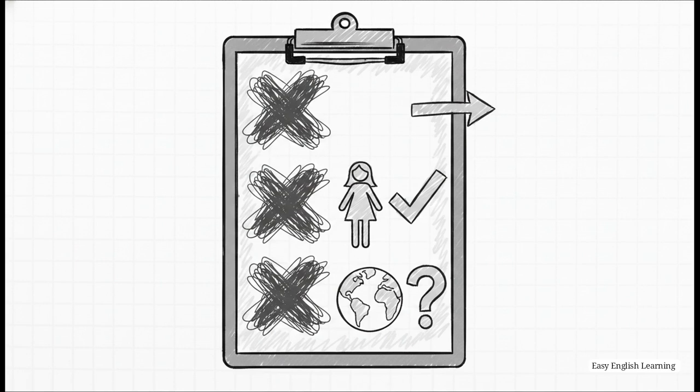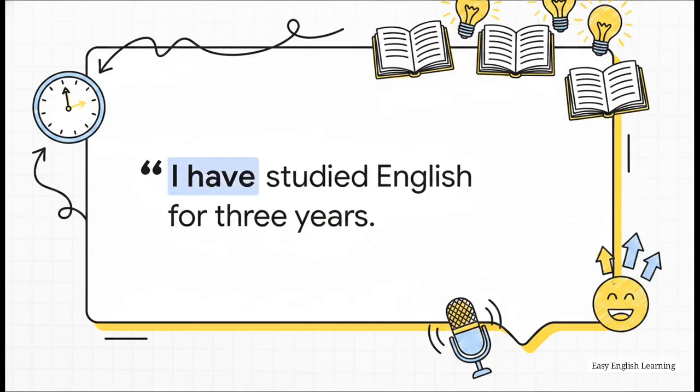Mistake number 3, asking did you ever visit London? Incorrect. For broad life experiences without a specific time, we need the present perfect. Have you ever visited London? To see how beautifully this all flows together in everyday context, listen to this paragraph. I have studied English for 3 years. I have watched many English videos and learned a lot of new vocabulary. Recently, my speaking skills have improved, and I have become more confident.